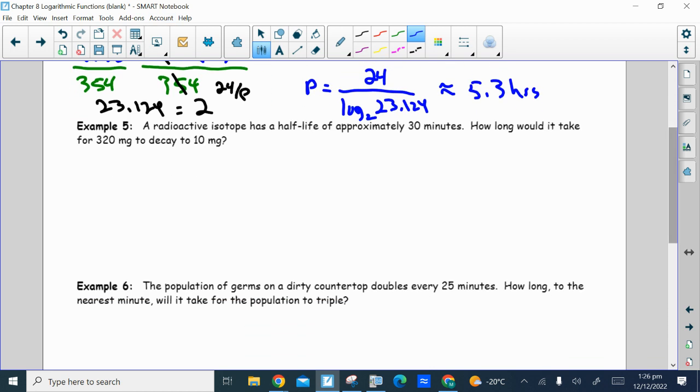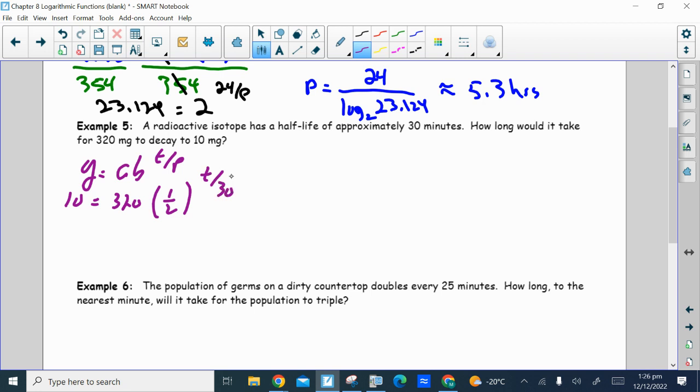A radioactive isotope has a half-life of approximately 30 minutes. How long would it take for 320 milligrams to decay down to 10 milligrams? So our formula is y equals a times b to the power t over p. The amount at the end is going to be 10. They start with 320. We're told there's a half-life, so the growth factor has to be a half. And the half-life is 30 minutes. That's our p. We need to find out what t is. How long would it take for that to happen?